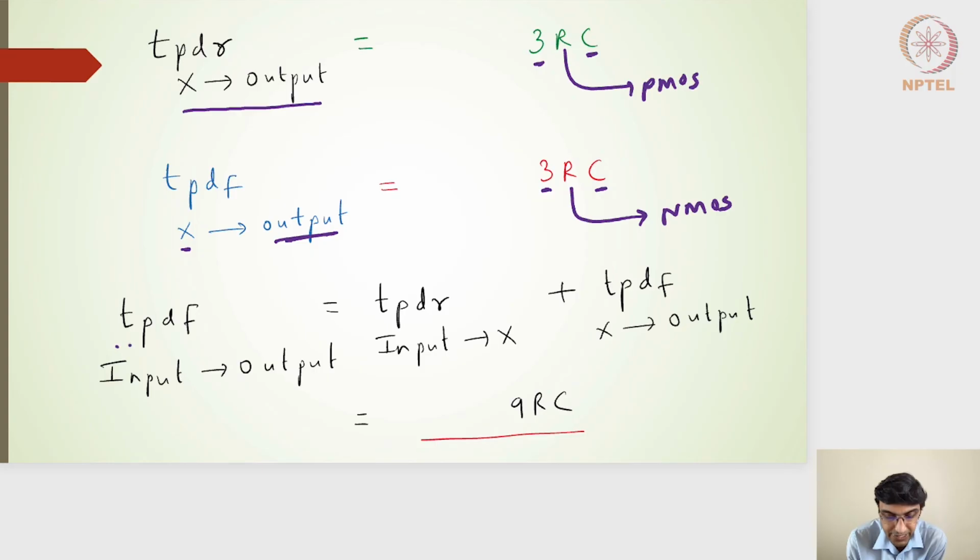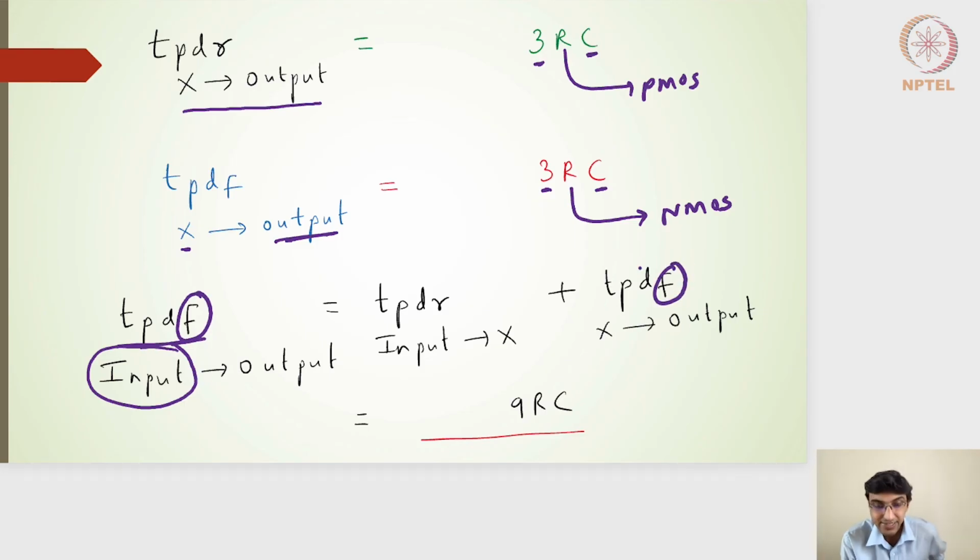So the overall propagation delay falling from input to output, assuming that the input is not a step input, since the step input is not mentioned here, will be nothing but the propagation delay rising plus the propagation delay falling. If I want to find out the propagation delay falling from the input to the output for the two-stage circuit, this falling represents that the output of the second stage should be falling.